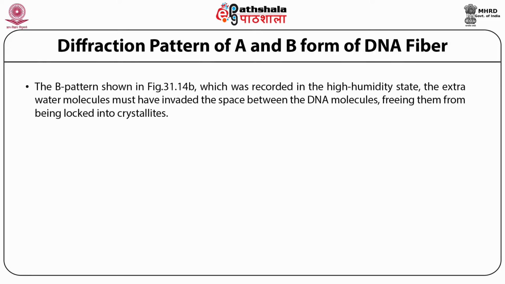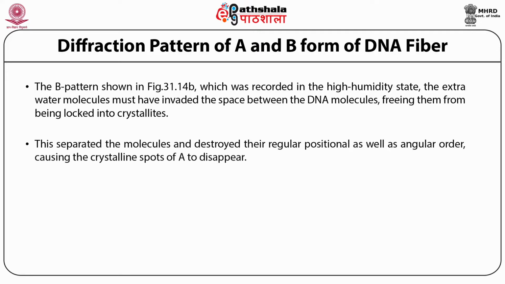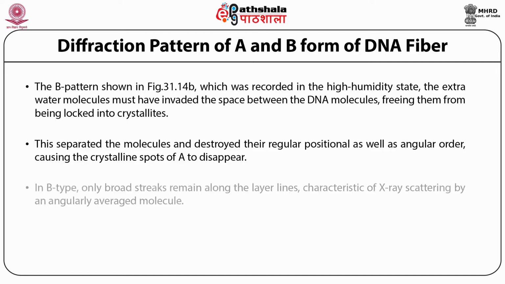The B pattern you can also see from figure 31.14b. This was recorded in the high humidity state. The extra water molecules must have invaded the space between the DNA molecules, freeing them from being locked into crystallites. This separated the molecules and destroyed the regular positional as well as angular order, causing the crystalline spots of A to disappear. In B type, only broad streaks remain along the layer lines, characteristic of X-ray scattering by an angularly averaged molecule.